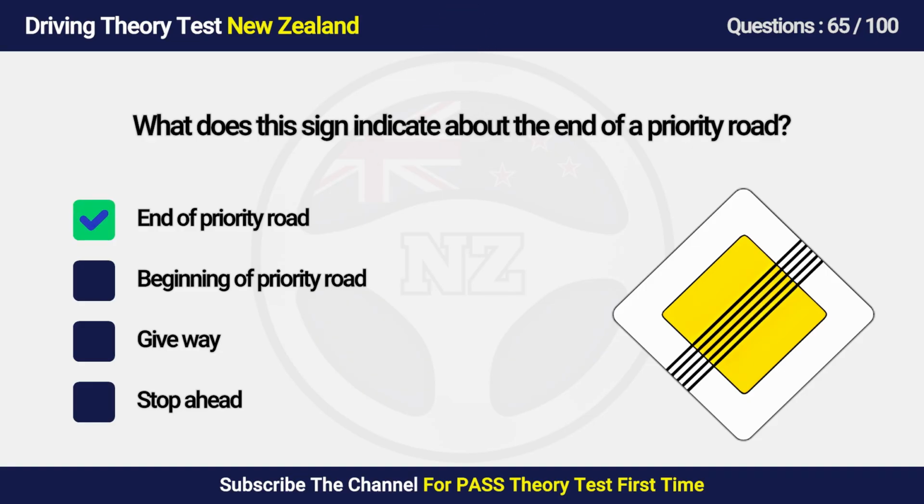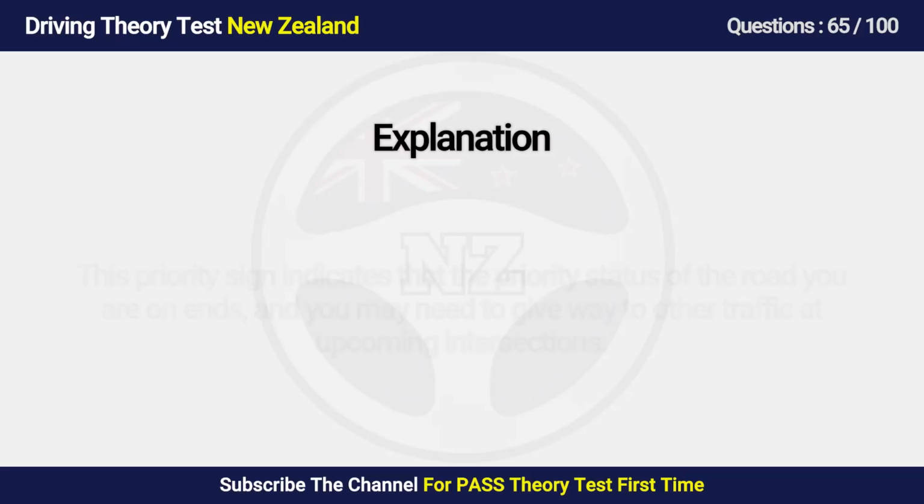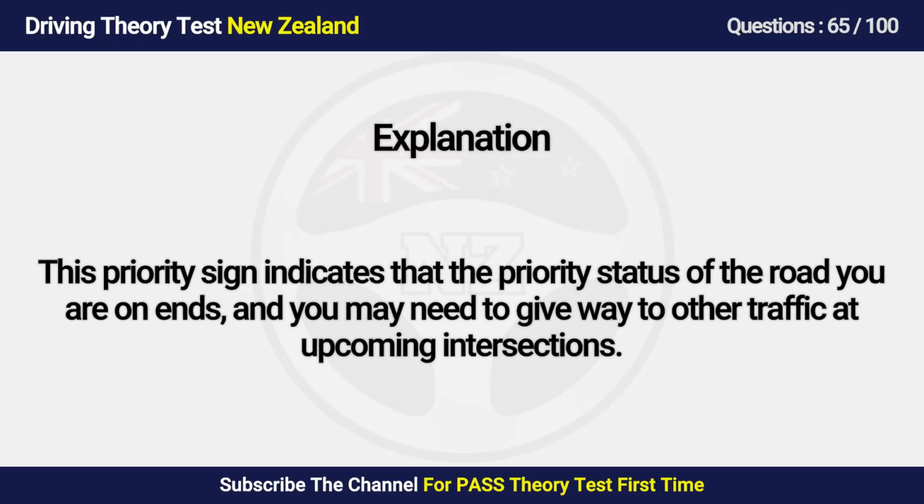Answers is A. End of priority road. This priority sign indicates that the priority status of the road you are on ends, and you may need to give way to other traffic at upcoming intersections.